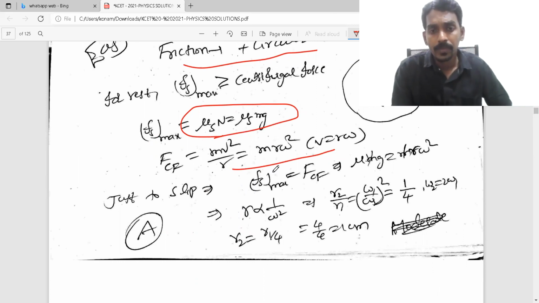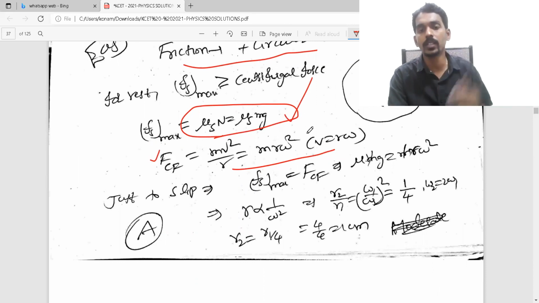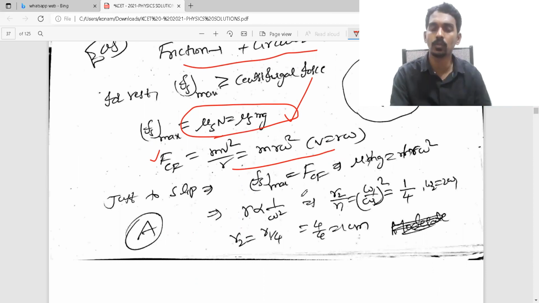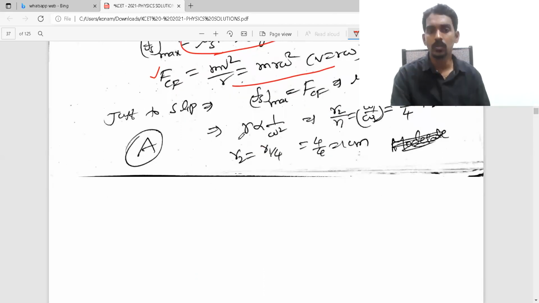Now, this value is just balancing this one. That's why it is ready to slip. That condition you should know first. Or this already we have studied like a special case. You should be knowing the shortcut formula. So here this is the condition actually where r is inversely proportional to omega square.